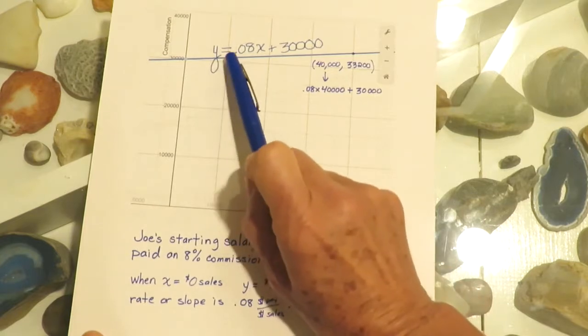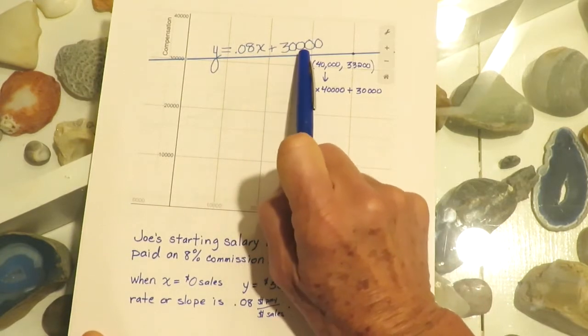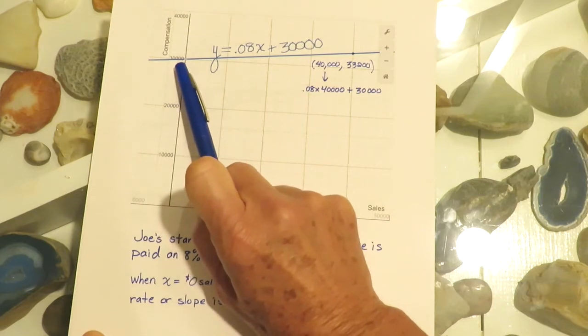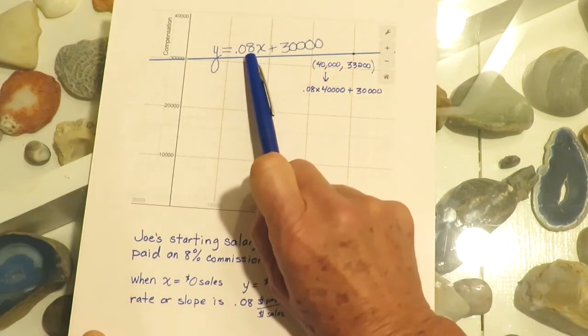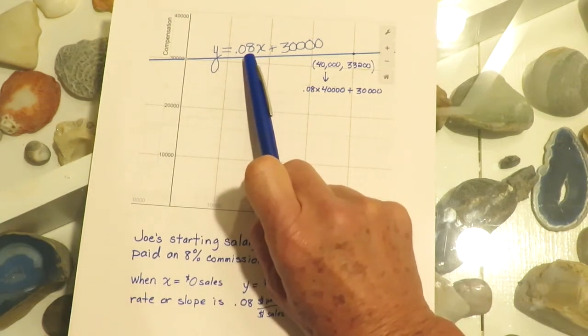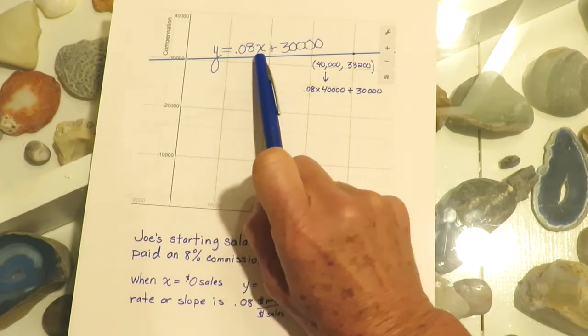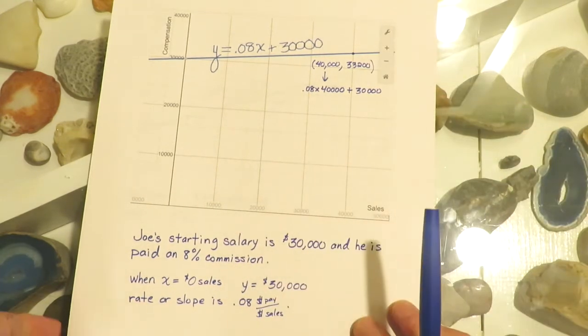So again, y equals mx plus b. The b is the value at which you're hitting the y-axis, or the y-coordinate of the y-intercept, and the m is the slope, and it's the rate. It's the rate at which y changes as you change x.